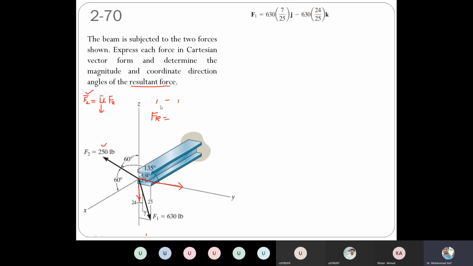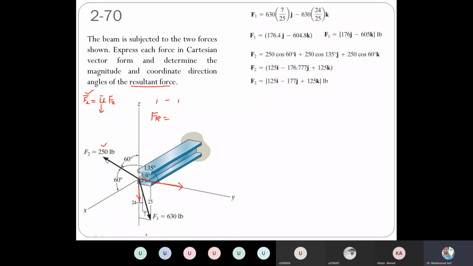So first of all, this F1 can be converted into a vector by multiplying with the unit vector. So this force is multiplied with the unit vector. Similarly, you simplify, this is in the vector form, right? Similarly, for F2, this is cos alpha i, cos beta j, cos gamma k. You multiply the force 250 with that unit vector, then again you will get F2.